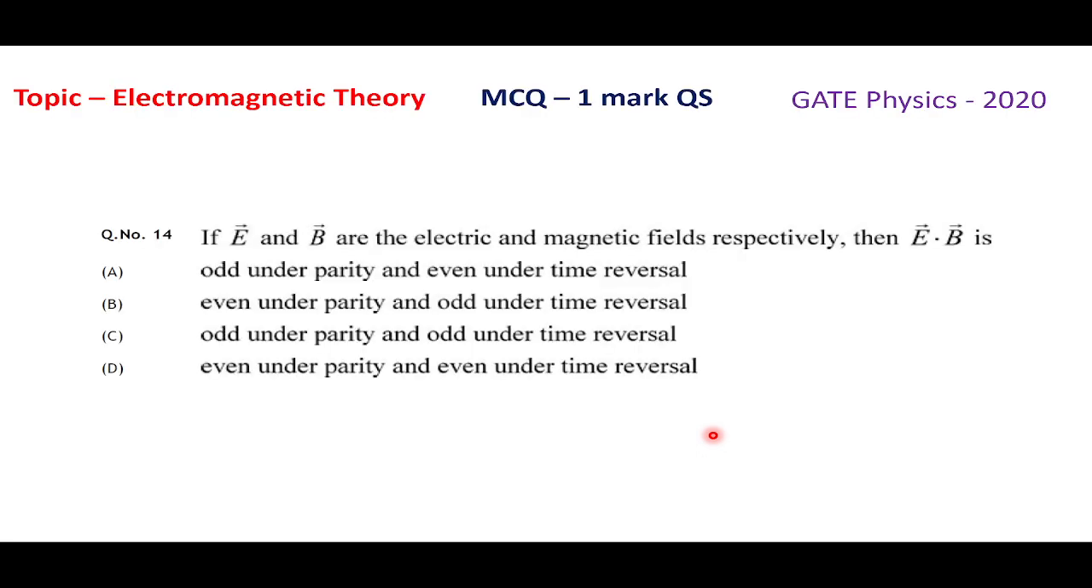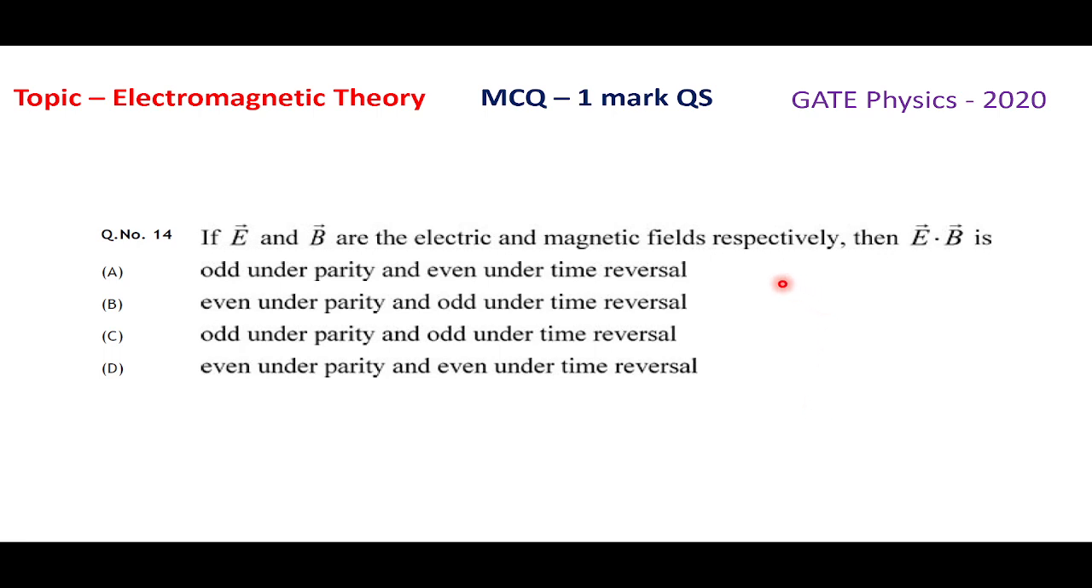Okay, so next question. This is also from the GATE Physics paper 2020. This is an MCQ type question having 1 mark. This is also from electromagnetic theory. Now the question is, if your E field, that is the electric field, and your magnetic field B vector, then E dot B is: option A, odd under parity and even under time reversal. Option B, even under parity and odd under time reversal. Option C, odd under parity and odd under time reversal. And the last option, option D, even under parity and even under time reversal. You have to choose the correct option. This is a very straightforward question.